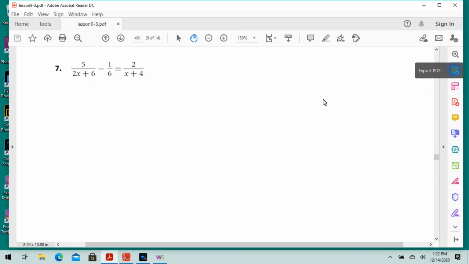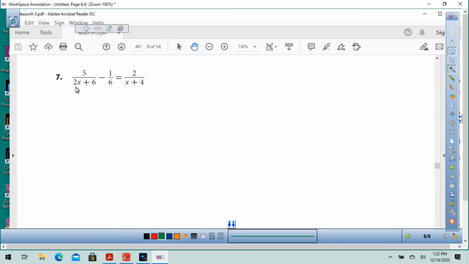Okay, this is going to be a little bit different. So what do we got here? We got 2 times x plus 3, and that's x plus 4. So my excluded values: x cannot equal -3 or -4. Okay?